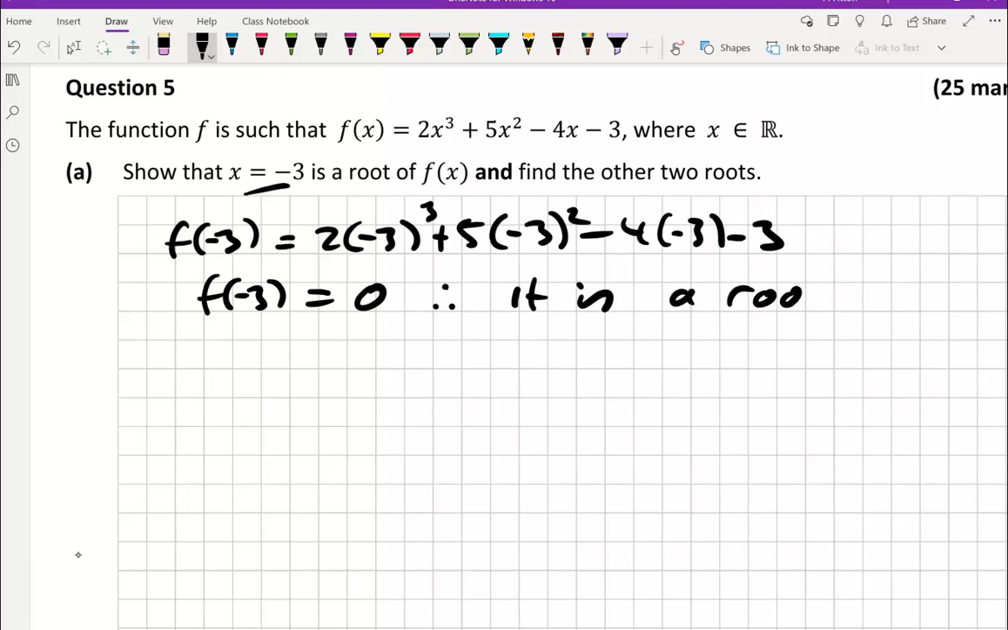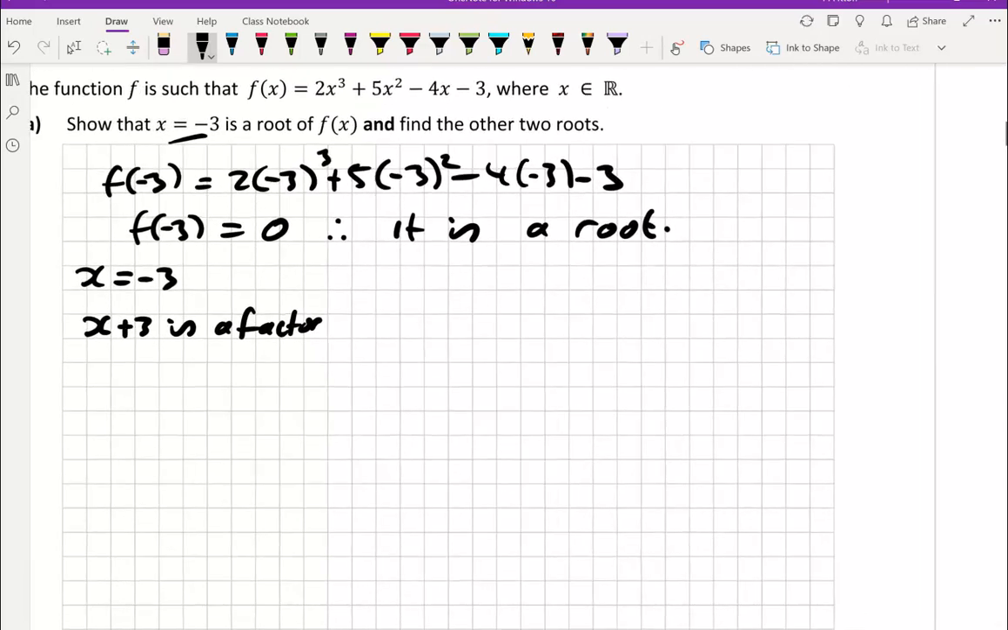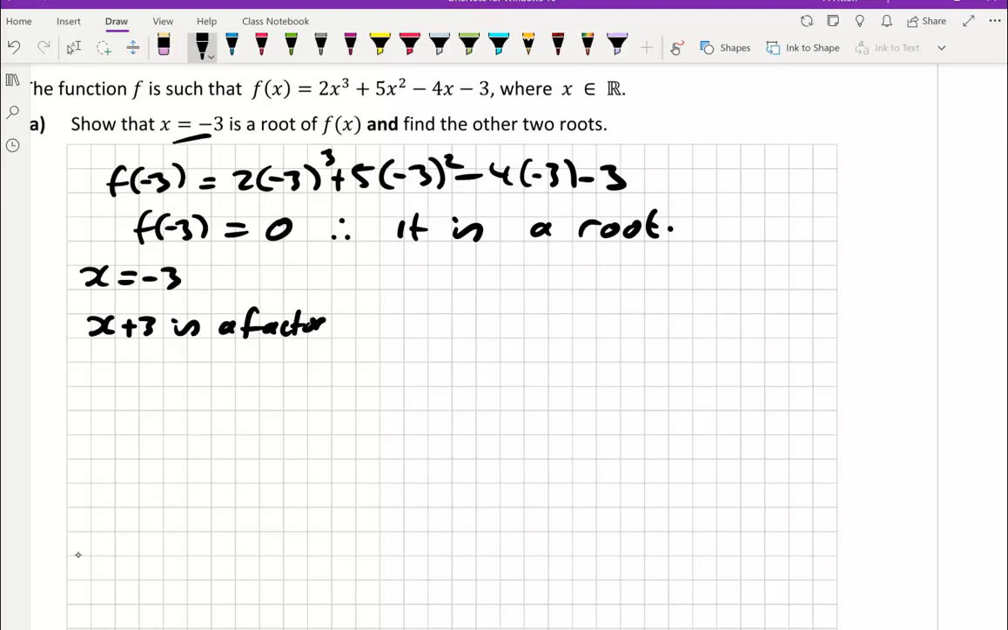Okay, now we've got to find the other roots. So x equals minus 3 is a root, then I'm going to create a factor. x plus 3 is a factor. What can I do with factors? I can divide factors in, and I get a remainder of 0, and it'll reveal my other factors on top. So off we go, we're going to do our long division.